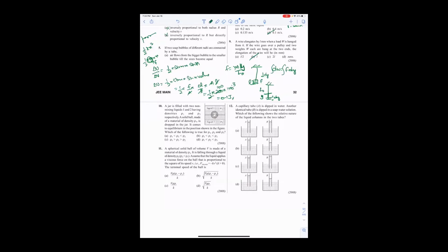10th question. A jar is filled with 2 non-mixing liquids, 1 and 2. Rho 1, rho 2. So the one on the top is lighter, right?